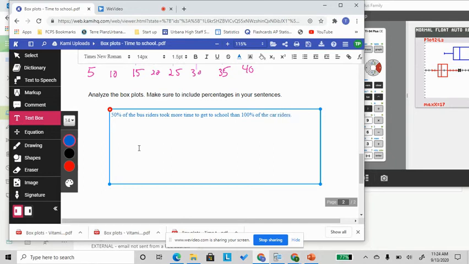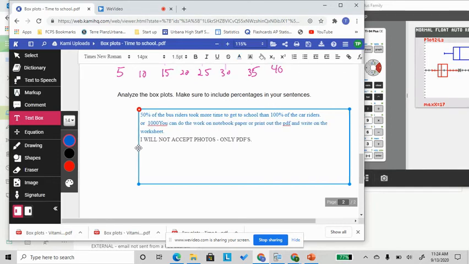Or you could say it the other way around, same thing: 100% of the car riders take less time, less than 50% of the bus. It's the same thing, you're just saying it one way or the other.